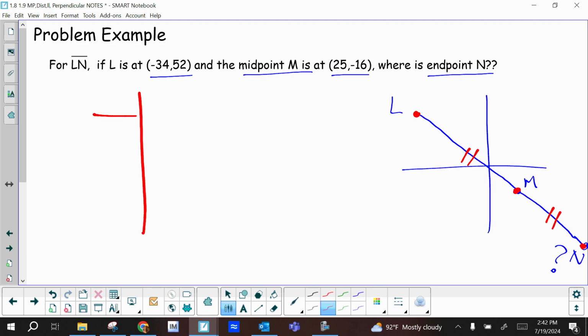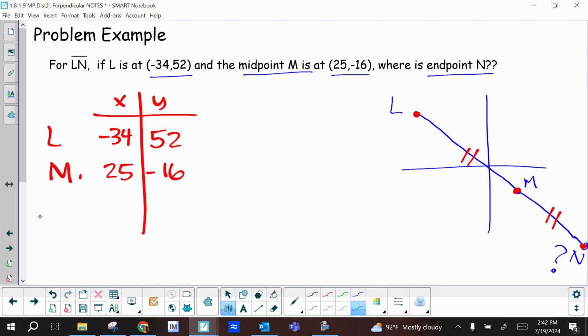So here's my T-chart. I'm going to do L first. L is at (-34, 52). Now I have my midpoint M, so I'll write that next. M is the midpoint, so that's at (25, -16). The question is where is N? Let's look at these changes. How far does it change? Isn't it going to change the same amount because M needs to be directly in the middle?